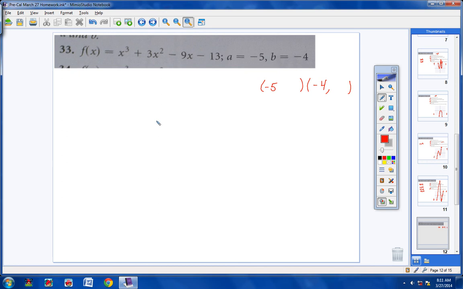Remember, this is called the intermediate value theorem, okay? Now, everywhere there's an X, I'm going to substitute -5 and get out a Y value. So -5 to the third power is -125. -5 to the second power would be positive 25 times 3 would be positive 75. And then -9 times -5 is a positive 45. And then minus 13. Well, let me grab my graphing calculator real quick and type these in.